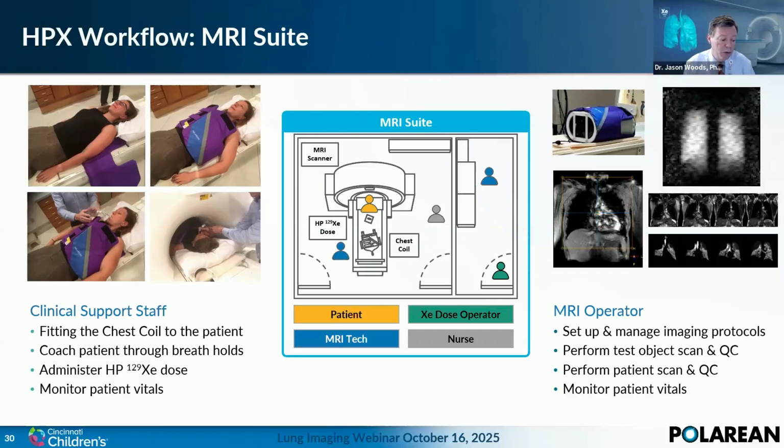So we have some clinical support staff. We fit the chest coil to the patient, administer the dose, and then start the imaging. The breath hold can be as short as a few seconds and sometimes as long as 15 seconds if it's a very large patient or if we're doing a complicated sequence. Next slide, please.